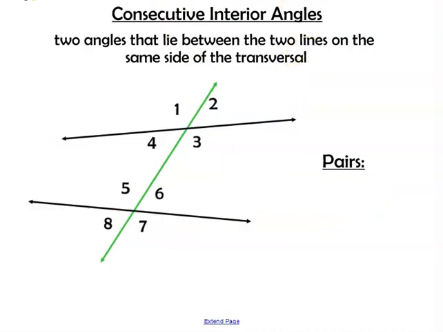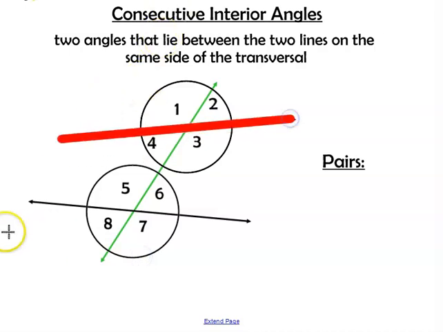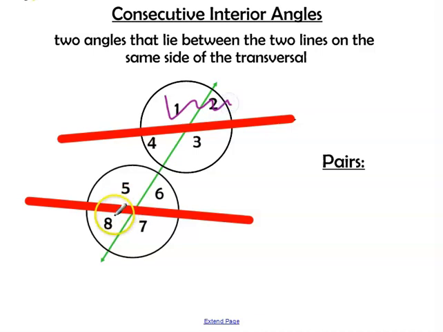Next we have consecutive interior angles. And these are two angles that lie between the two lines on the same side of the transversal. So again, just out of habit, we'll start off with our two circles, and we are going to highlight the lines again because we want to just focus on the interior angles. So again, we'll eliminate the exterior ones and just focus on the ones interior.